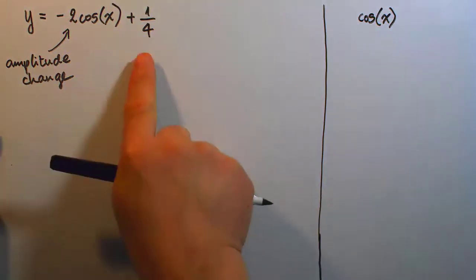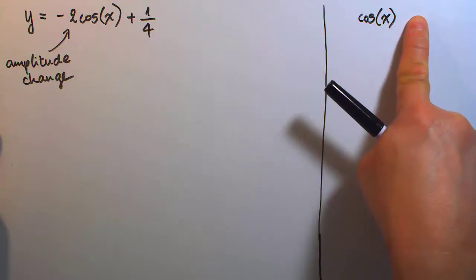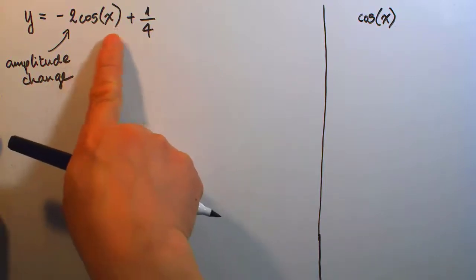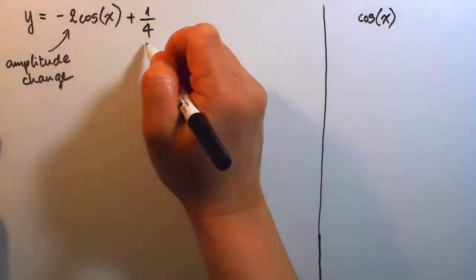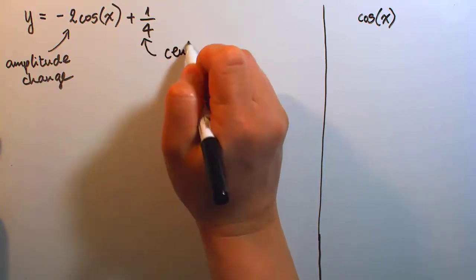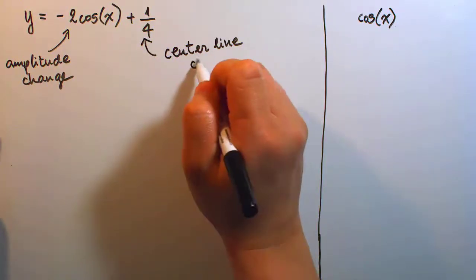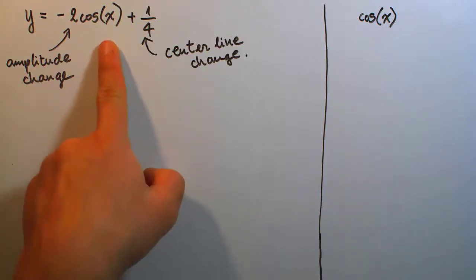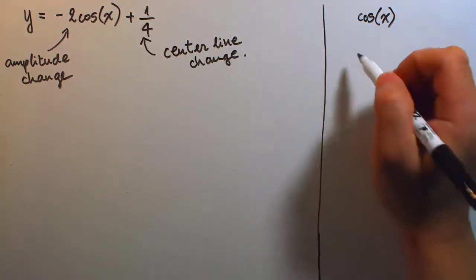And then comparing with my original cosine of x, there was no constant being added or subtracted from this cosine function. And here I have a constant being added to my minus 2 cosine of x. So in that case, I am expecting some center line change. That plus 1/4 is responsible for changing the center line. So those are the two changes expected in this function compared to the original cosine of x. And so let's tear it down one by one right here.